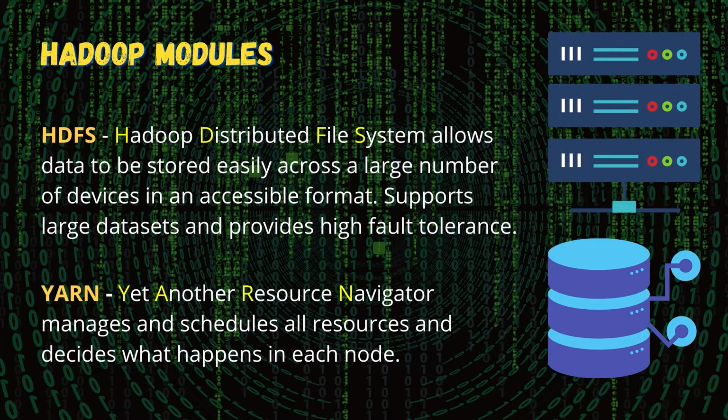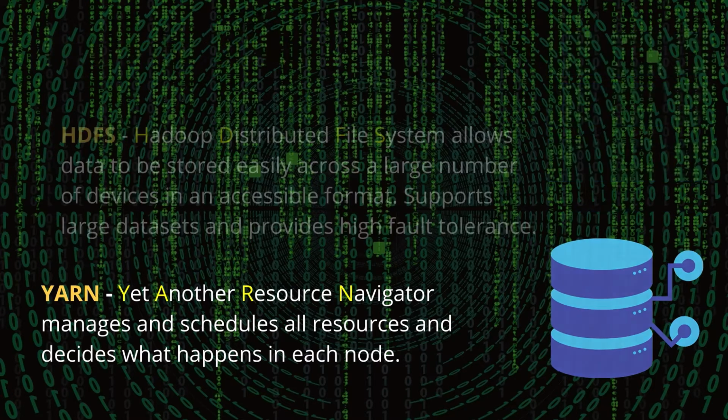HDFS. Hadoop Distributed File System allows data to be stored easily across a large number of devices in an accessible format. This is the main backbone of Hadoop. It supports large datasets and also provides high fault tolerance. YARN. Yet Another Resource Navigator manages and schedules all the resources and decides what happens in each node.